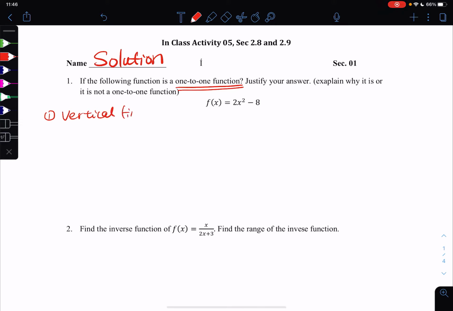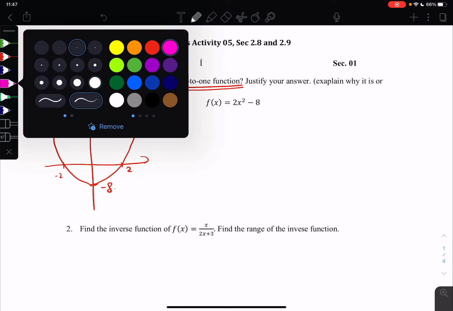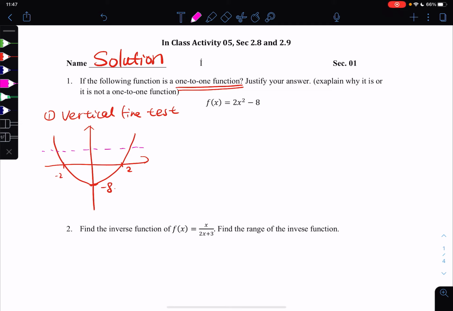It's pretty obvious that the function has the graph, which is essentially 2x squared shifted downwards by 8 units. Therefore, the graph of the function can be easily plotted like this. So you can see, based on the horizontal line test, I could have identified two different inputs, x1 and x2. They share the same function value, so it violates the vertical line test, and therefore it is not a one-to-one function.